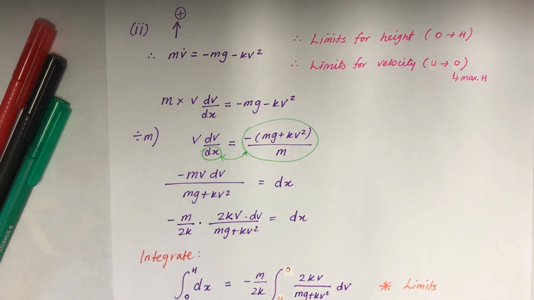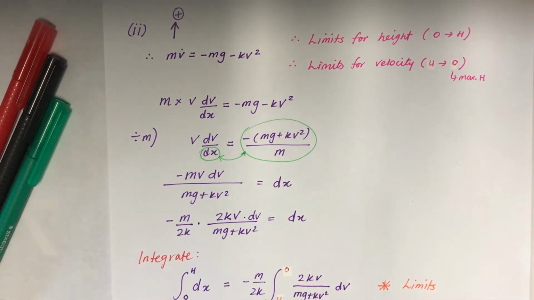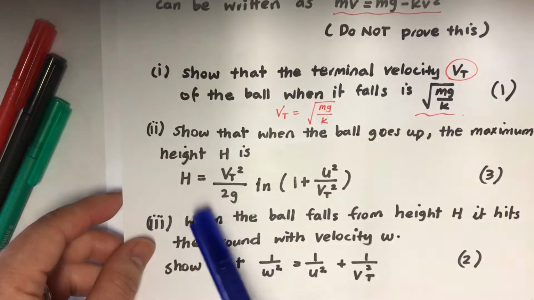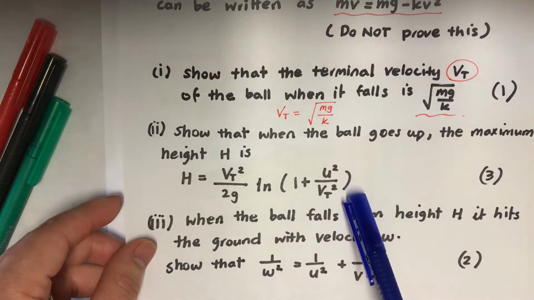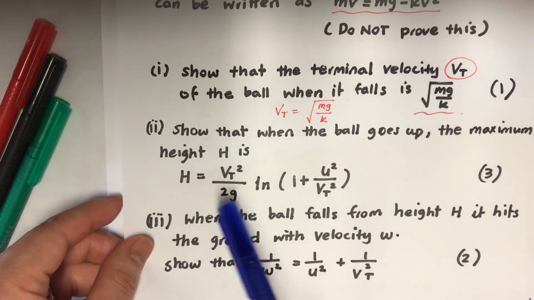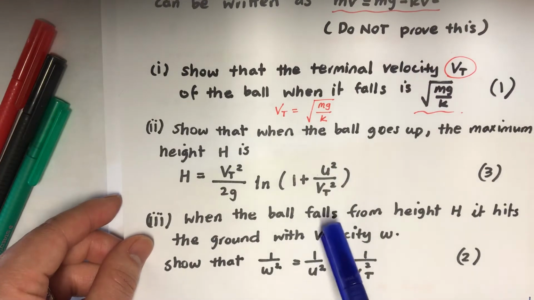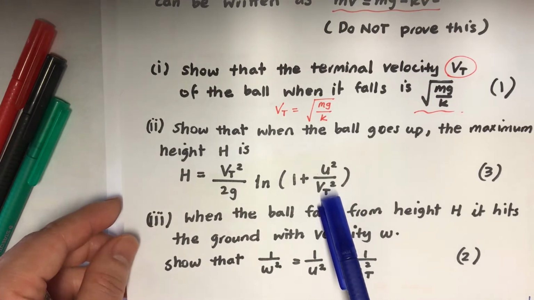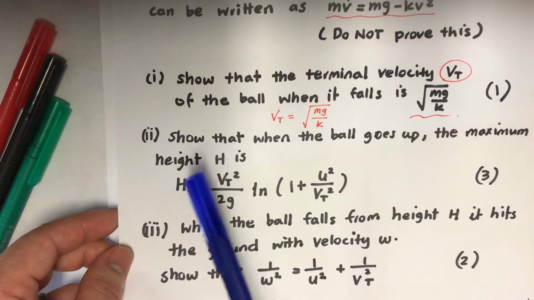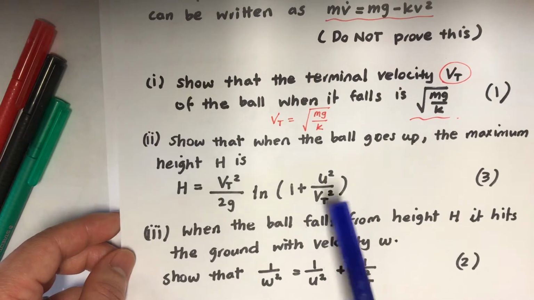The second one is to show that when the ball goes up, the maximum height h is the expression I'm just going to put in there. That's what we have to prove. So we've got this. If you think about it, that's a big capital H there, that's a U there, and Vt there. So something that we haven't got, we have to use here.